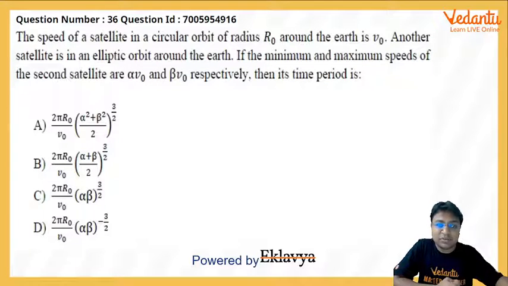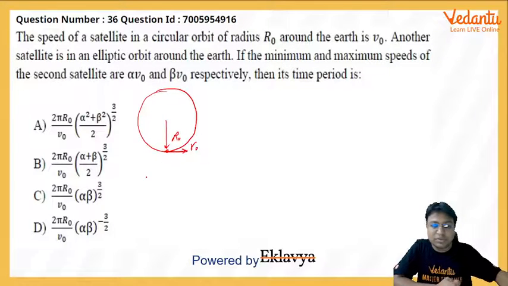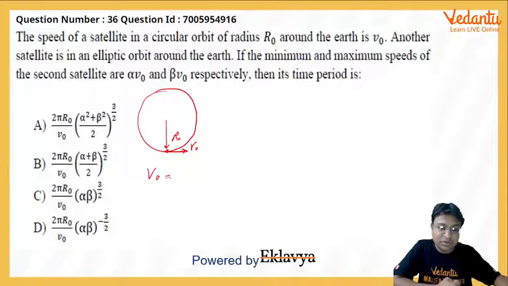Speed of a satellite in a circular orbit of radius r0 is v0. So let's say this is the circular orbit of radius r0 and this is a satellite. The speed is v0. So we know the relationship between these two. v0 will be root of GM by r0. So that becomes one equation.